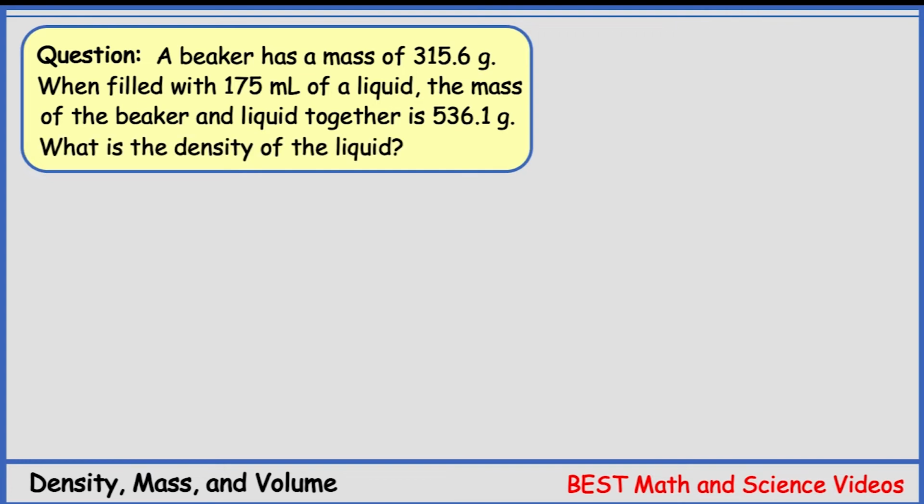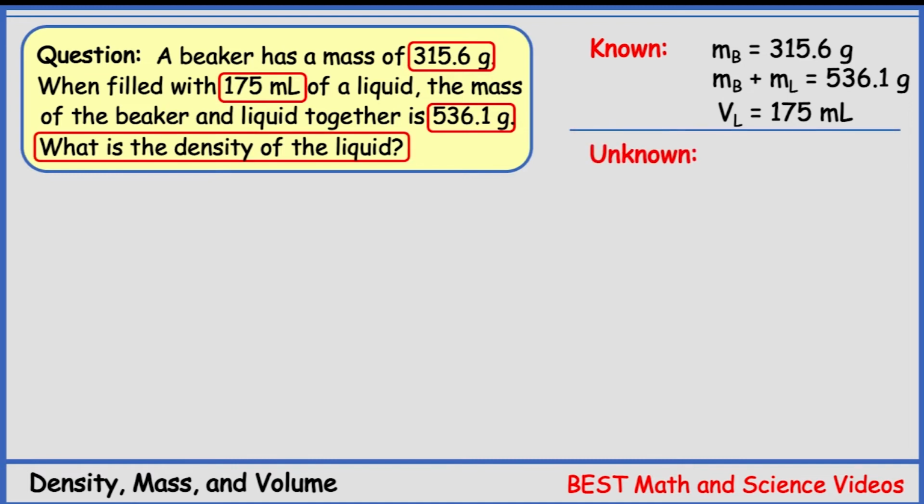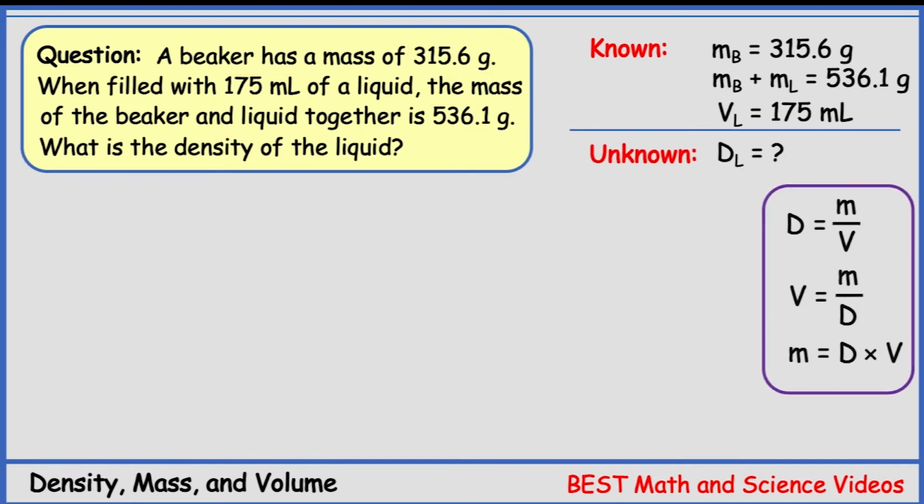In this case, we know that the mass of the beaker, MB, is 315.6 grams, and the mass of the beaker plus the mass of the liquid is 536.1 grams, and the volume of the liquid is 175 milliliters. We want to know the density of the liquid. So what formula should we use?